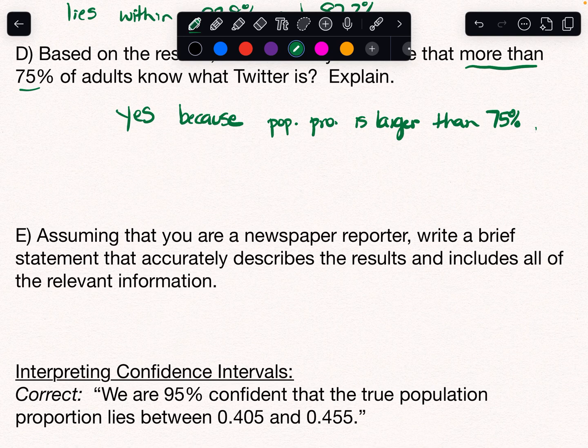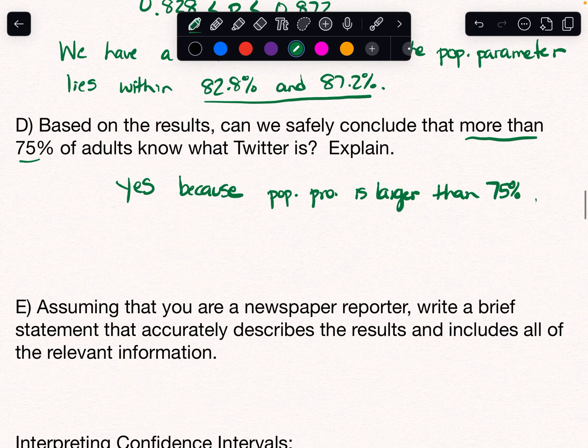So part E, assuming that you are a newspaper reporter, write a brief statement that accurately describes the results, and includes all of the relevant information. So you'd say, basically our statement from above, we are 95% confident that our population parameter of people knowing what Twitter is lies within 82.8% and 87.2%. I'm not going to write that down, but that's what we would say.